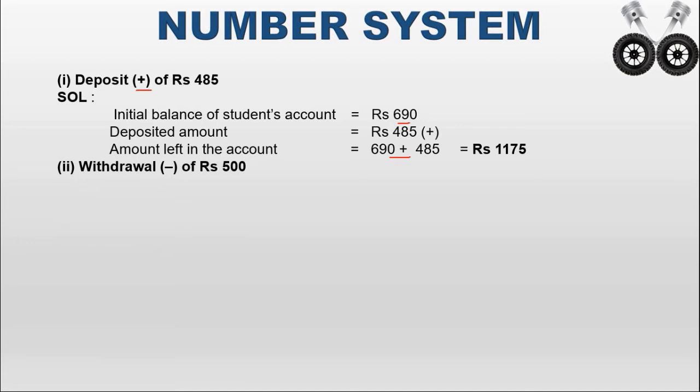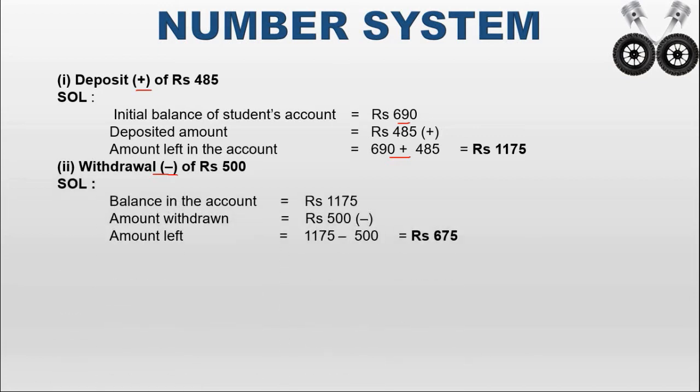So what is the second question? Withdraw. Withdraw means you take the amount from the account. So that means the amount is reduced. If it is reduced, you have to put the negative sign. So what is the balance in your account now? It is 1175. How much amount do you withdraw? You withdraw rupees 500. So that should be denoted as minus 500. So how much amount is left? 1175 minus 500, you will get the answer 675. So the current balance in your account is 675.